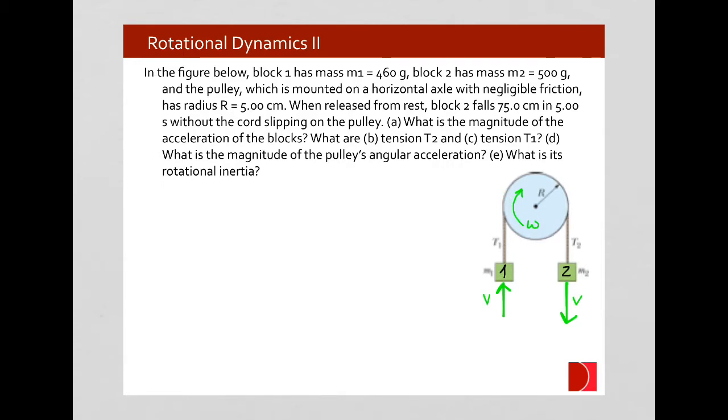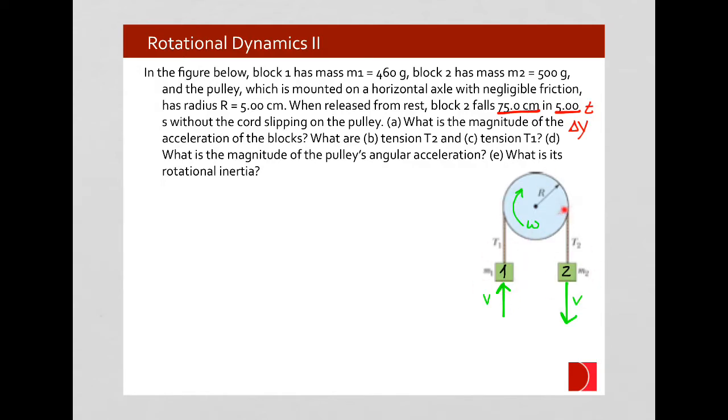So in this situation, the first thing we're asked is what is the magnitude of the acceleration of the blocks. We're told that block 2 falls by 75 centimeters in 5 seconds. So that is telling us a distance and a time. We know that the reason that block 2 is falling is because of gravity, and so what we're going to have here is a constant acceleration situation. Gravity is that constant acceleration.